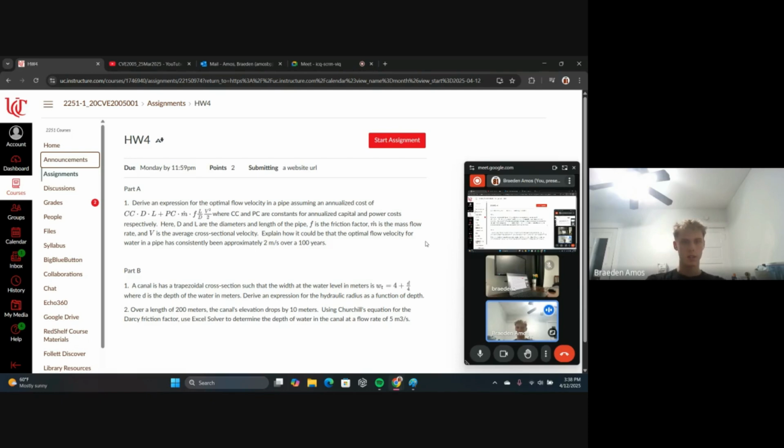Here, D and L are the diameter and length of the pipe. F is the friction factor. M is the mass flow rate. And V is the average cross-sectional velocity. Then explain how it could be that the optimal flow velocity for water in a pipe has consistently been approximately 2 meters per second over 100 years.